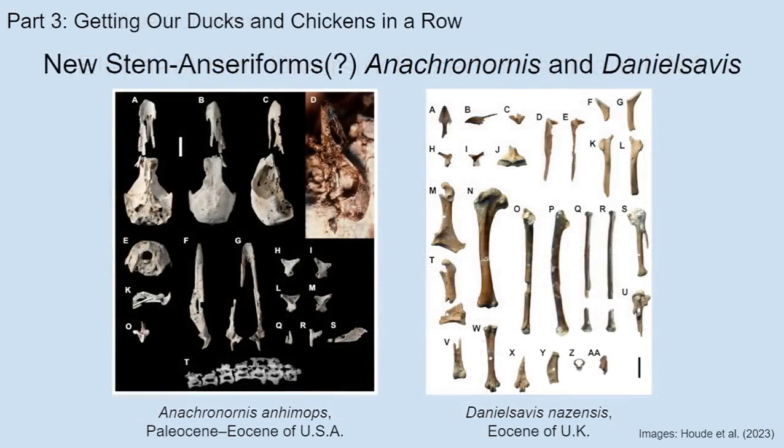So moving on to the next slide, we're going to go on to episode 3, where we talked about galloanserans. This is a group that includes the chicken-like birds and the duck-like birds. And this year, we had some pretty cool new finds regarding this group. First of all, we got these new fossil species of early members of this group.